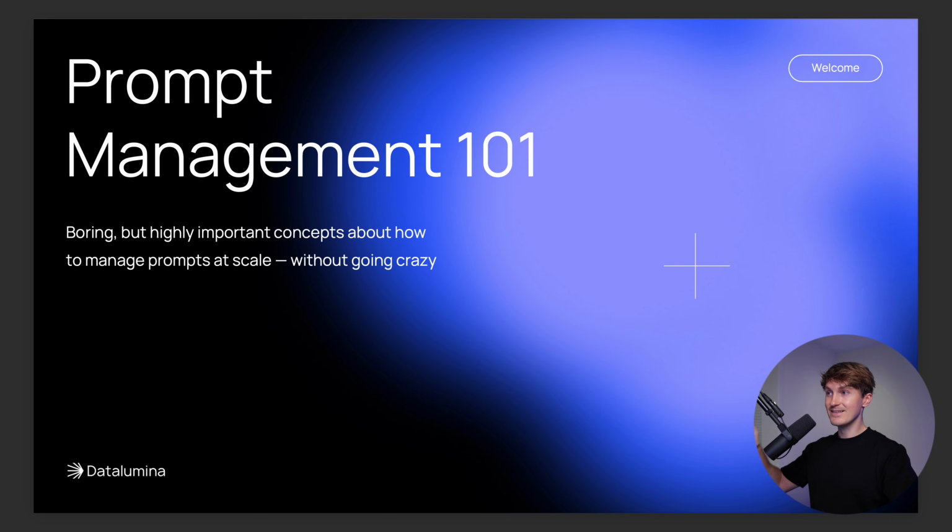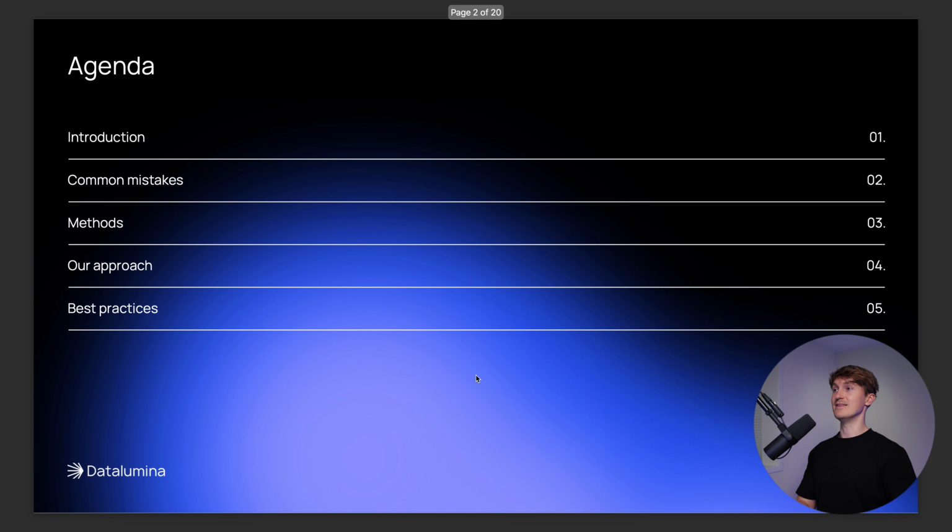But now let's get into what we are going to cover within this video. So we're going to start with a high-level introduction about prompt management. What is it? Why is it important? We'll cover some common mistakes. We cover the methods, and then we also highlight our approach that we use at Datalumina to serve all of the different clients and the projects that we're currently working on. And then we'll conclude with some best practices.